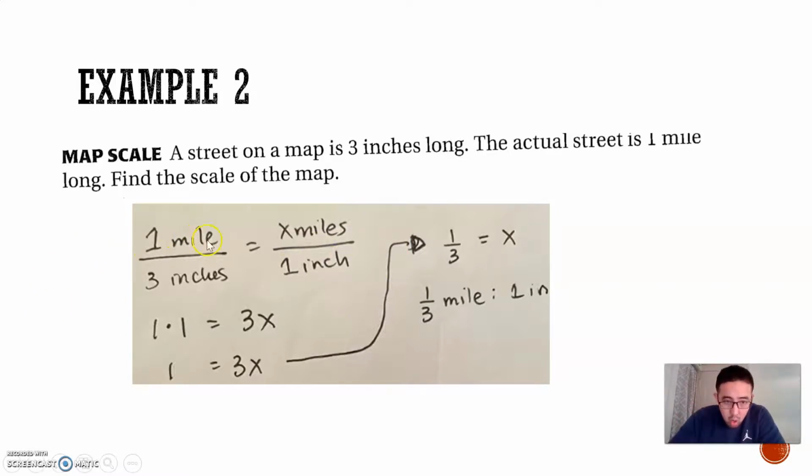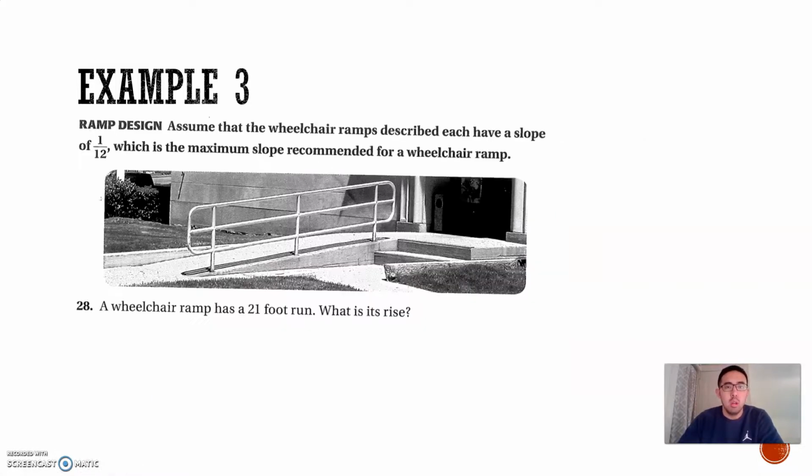If I cross multiply here, I get 1 times 1 is equal to 1, which is equal to 3 times x. If I divide both sides by 3, I get 1/3 is equal to x, which means my scale is 1/3 mile for every 1 inch. Rewatch it if you didn't understand.